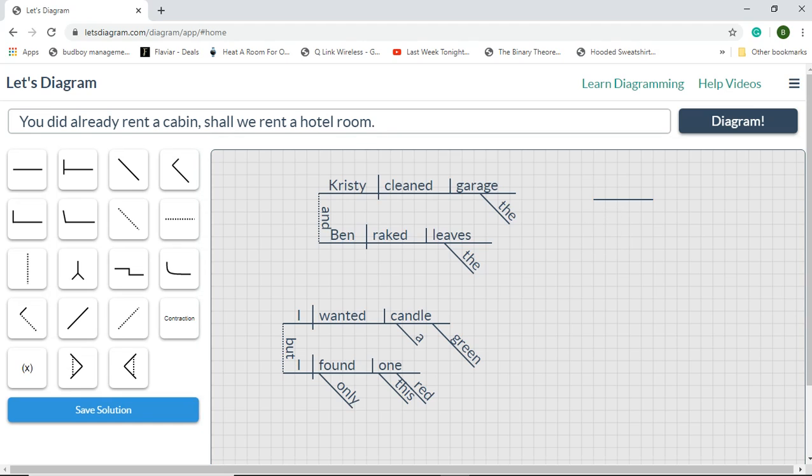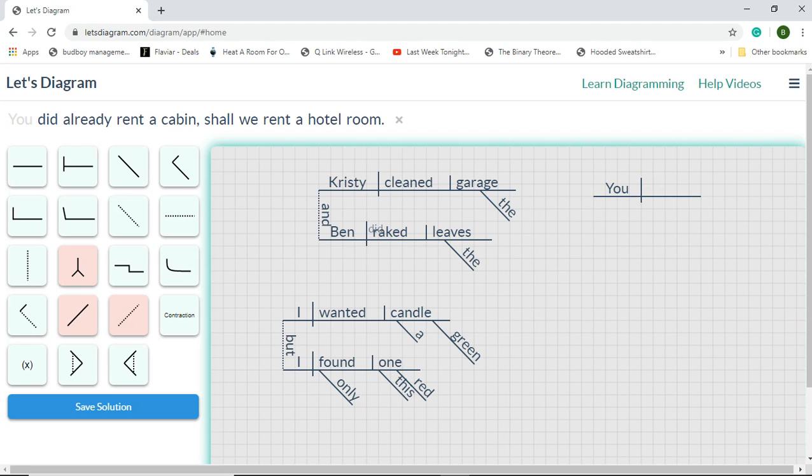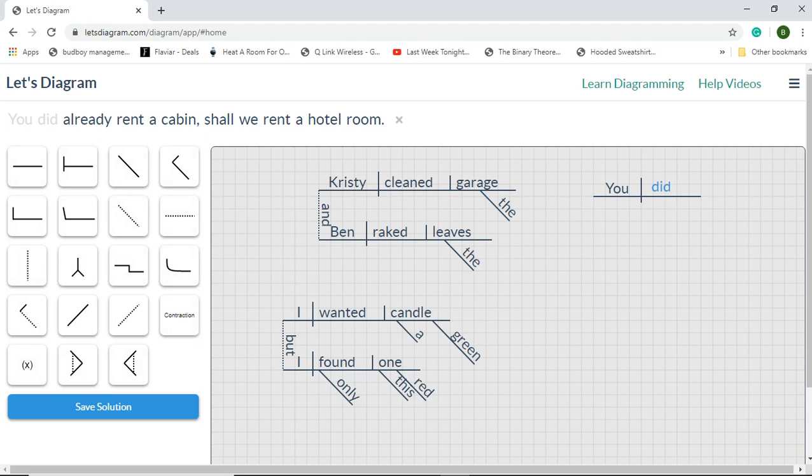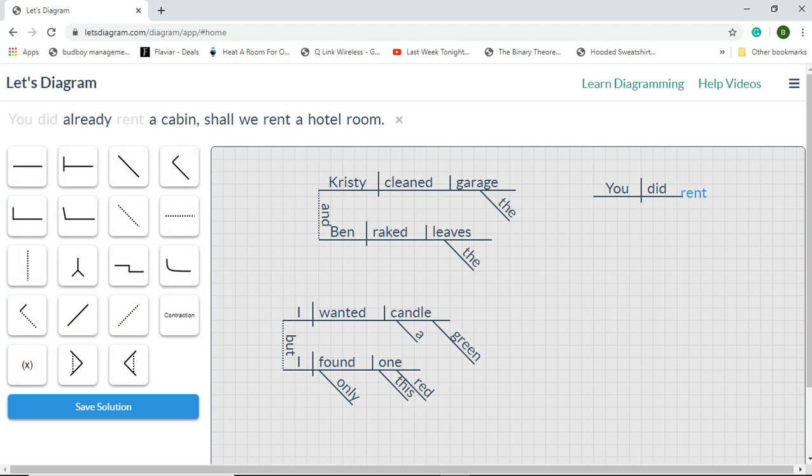Come in here, and this little diagram button. We're going to find our subject. Our subject is you. Okay? Did is a helping verb. Rent would be the main verb. Okay, so the verb phrase is did rent.